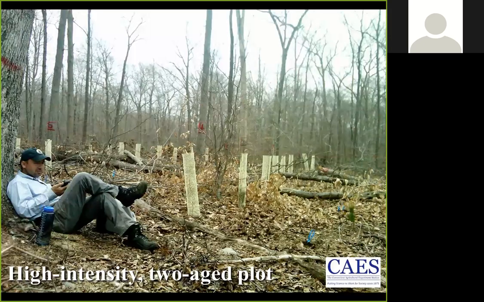This is a high intensity two-age plot, and it's actually an area with a lot of deer. We were fortunate there, we actually had some large oak poles, so we left those out there, roughly 5 per acre. And because we had no regeneration out there except for beech, which we applied herbicide to kill, we did an underplanting. I wanted to point out there's a picture of JP Barsky, who's my right hand, and does a lot of the technical work in the field.